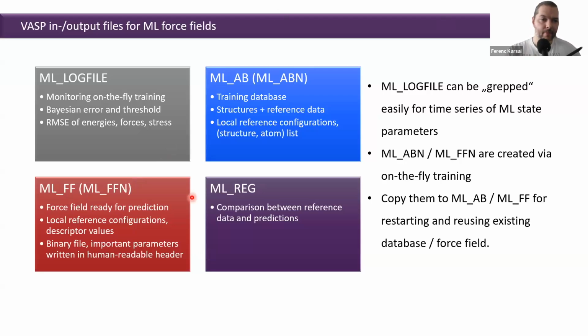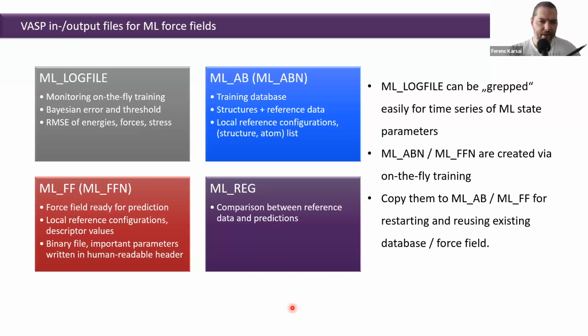Next is the MLFFN, MLFF file. It contains the force field, all data in the force field. It is binary, so non-human readable, but to be able to look at how it was created, which parameters, it contains a human readable header. And this header can be really easily accessed from the command line by typing, for example, head -n1 MLFF.